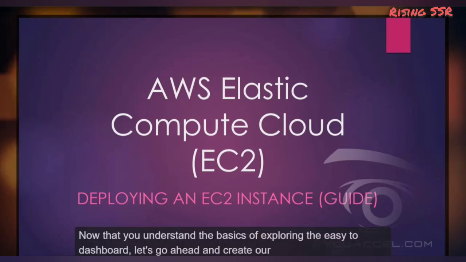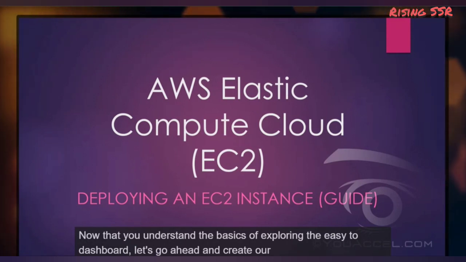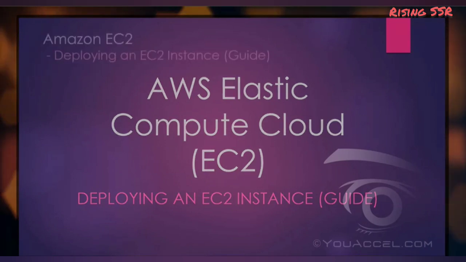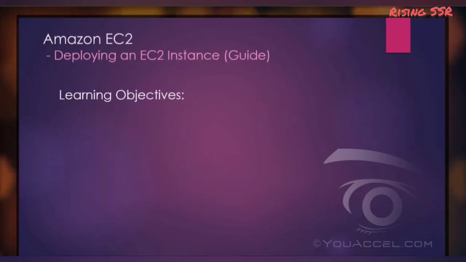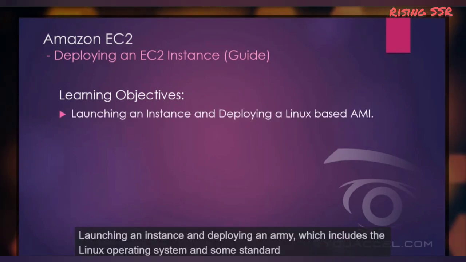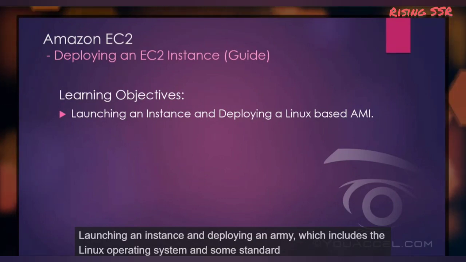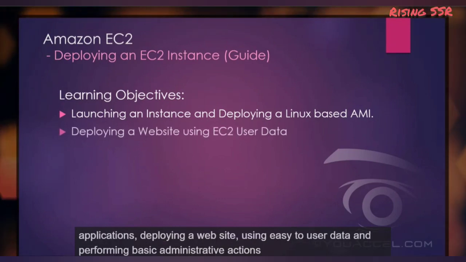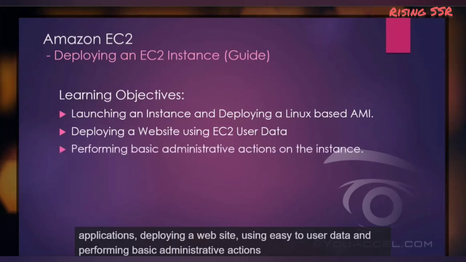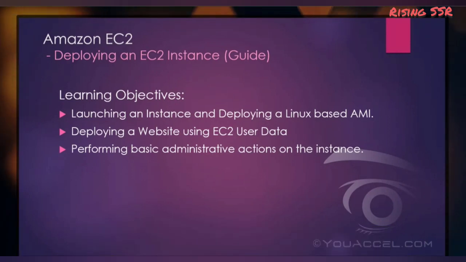Now that you understand the basics of exploring the EC2 dashboard, let's go ahead and create our first instance. In this lecture, we'll cover the following concepts: launching an instance and deploying an AMI, which includes the Linux operating system and some standard applications, deploying a website using EC2 user data, and performing basic administrative actions on the instance. Let's go ahead and get started.